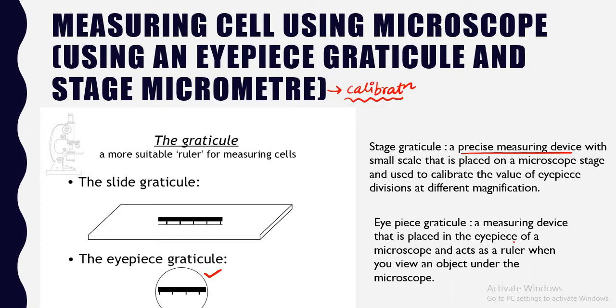They are a measuring device that is placed in the eyepiece of a microscope and act as a ruler when you view the object under the microscope. So we have the eyepiece, right? So why do we need a stage graticule? Why do we need a stage micrometer? Let's discuss why stage micrometers are used.